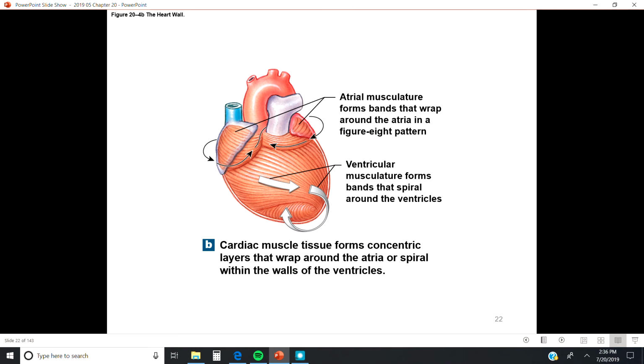This is a picture just kind of showing the myocardium, how it's distributed. You can see the myocardium around the atria kind of do like a figure eight type of thing. They kind of go around the blood vessels up here, the great vessels, in a figure eight. And then here they kind of form these bands or these sheets of muscles that go around the ventricles, right? So they run a little bit differently.